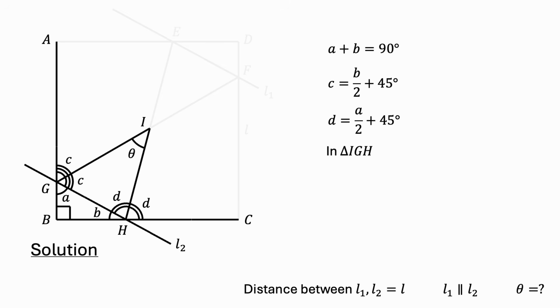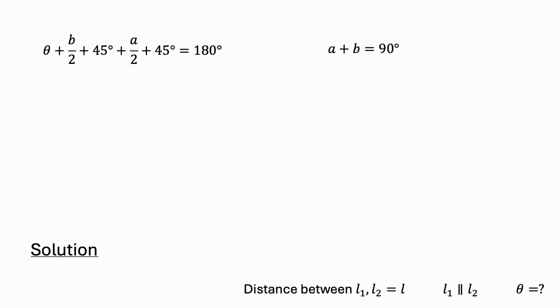In triangle IGH, the angles sum to 180 degrees. Therefore, we have theta plus C plus D equals 180 degrees. Substituting the values for C and D, we get theta plus B over 2 plus 45 degrees plus A over 2 plus 45 degrees equals 180 degrees. The equation simplifies to theta plus (A plus B) over 2 equals 90 degrees.